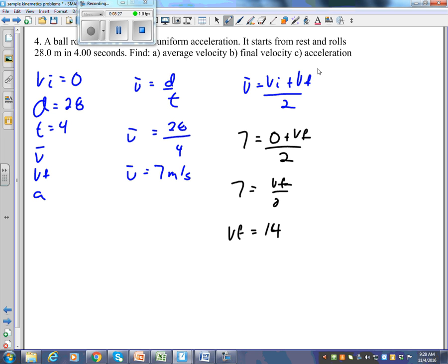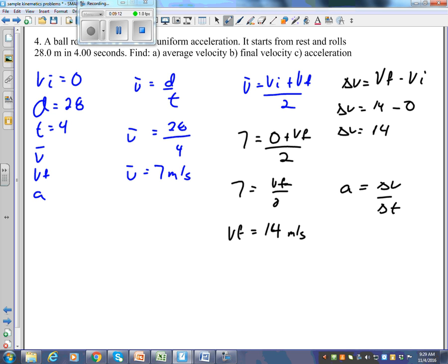Acceleration is, don't write this down. Acceleration is delta V over delta T. Delta V, meaning change in velocity. Are any of these the change in velocity? No, I need to figure that out first. That's why I told you not to write it down. Delta V is final minus initial, right? What's the final? 14. What's the initial? 0. Oh, so the delta V is simply 14. You can write that down. It's all meters per second, yeah.